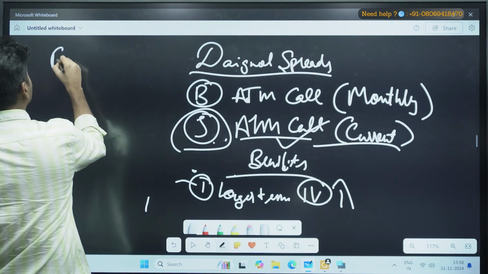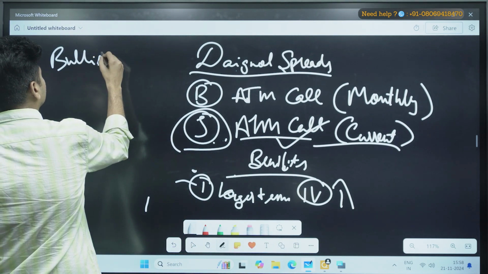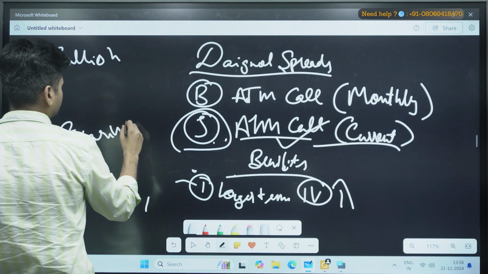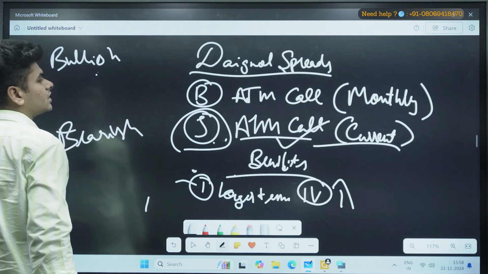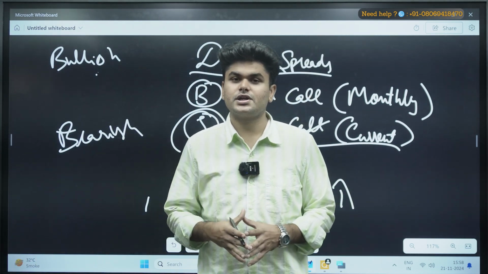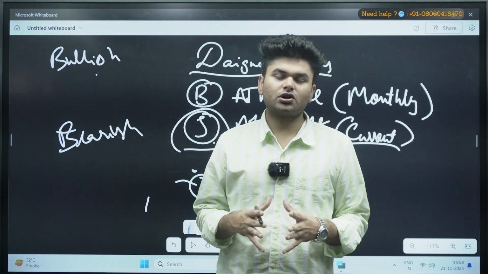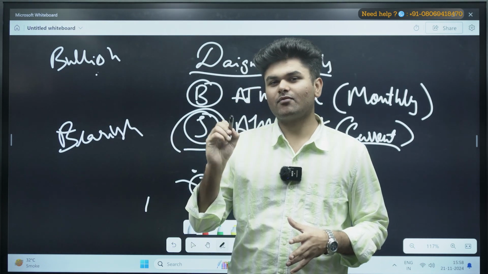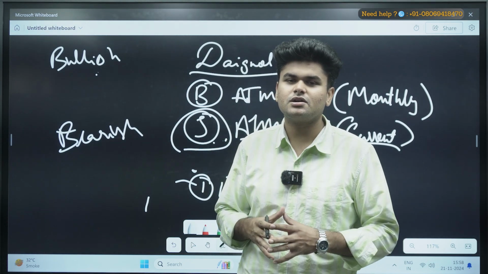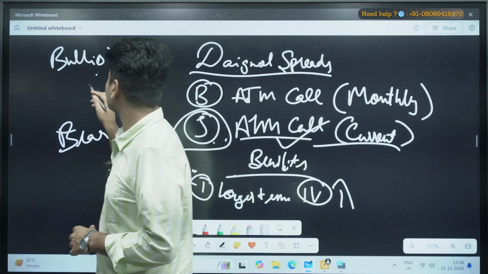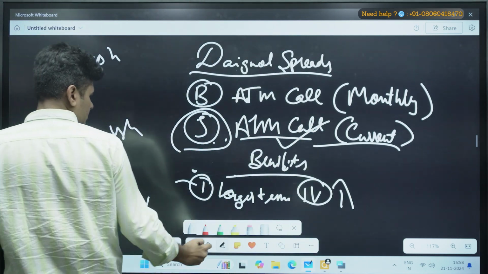Okay, so one is bullish, one is bearish. So a bullish diagonal spread, generally you create when you have a moderate bullish view. It's not a purely directional kind of strategy, but if you are thinking that the market or the particular stock can go mildly bullish, you can go with a bullish diagonal spread.